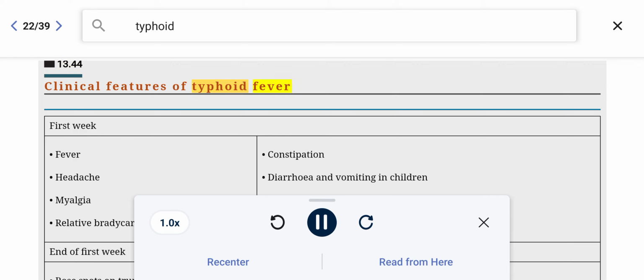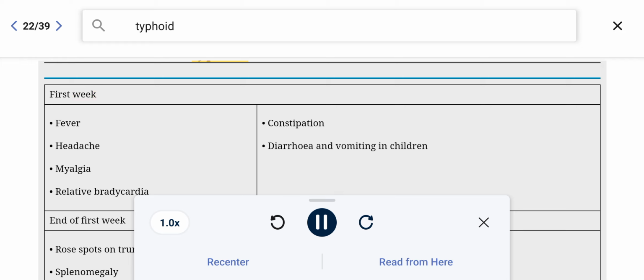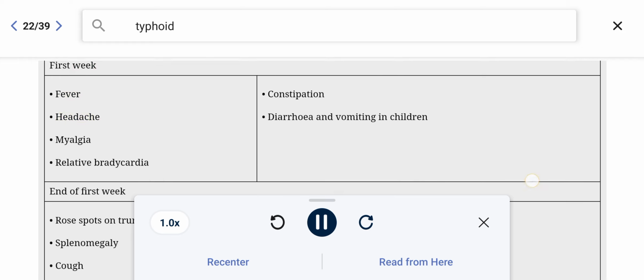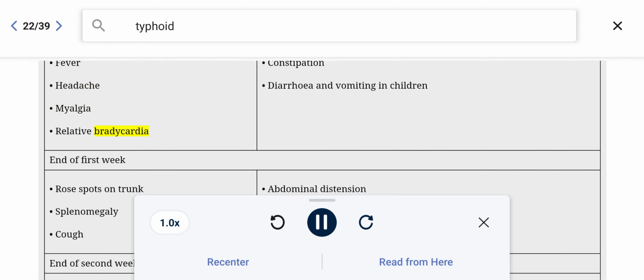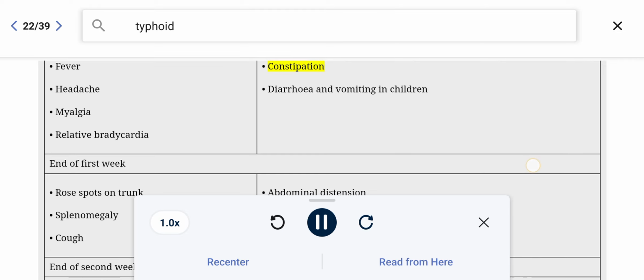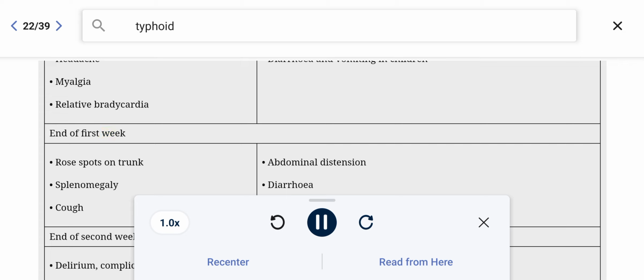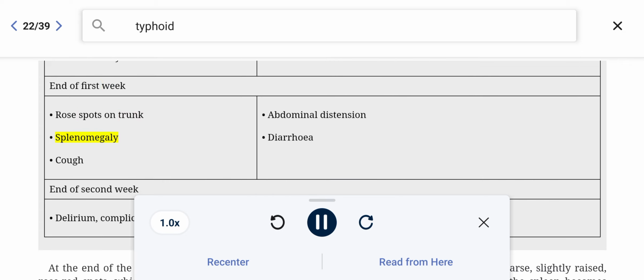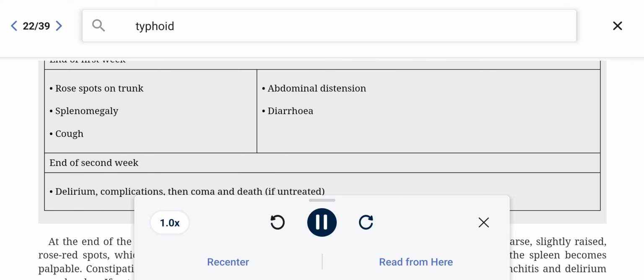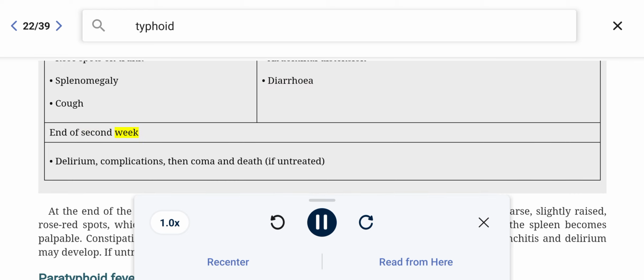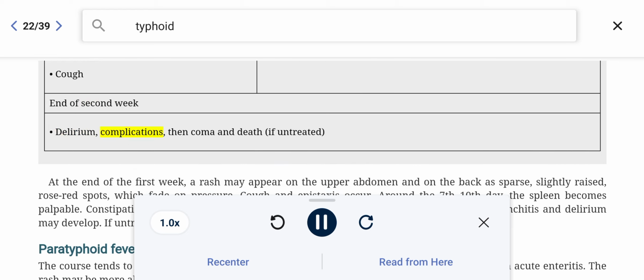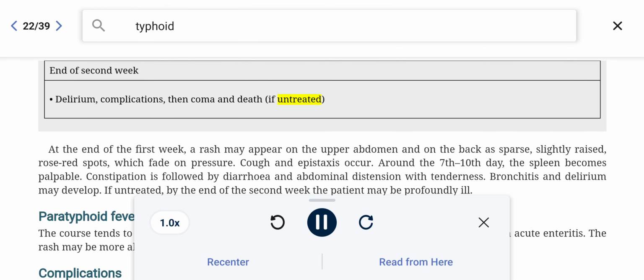Image 13.44. Clinical features of typhoid fever. First week. Fever. Headache. Myalgia. Relative bradycardia. Constipation. Diarrhea and vomiting in children. End of first week. Rose spots on trunk. Splenomegaly. Cough. Abdominal distension. Diarrhea. End of second week. Delirium, complications, then coma and death if untreated.